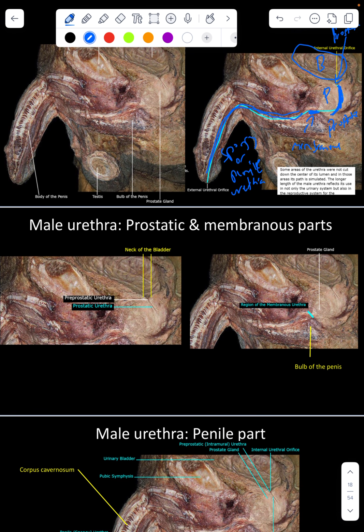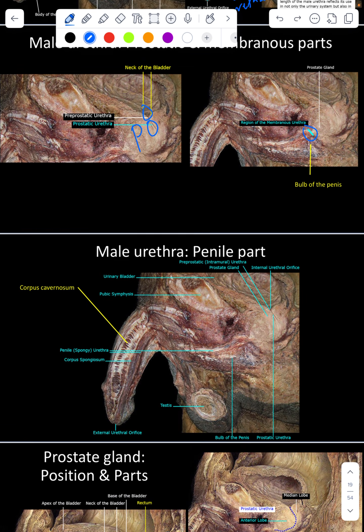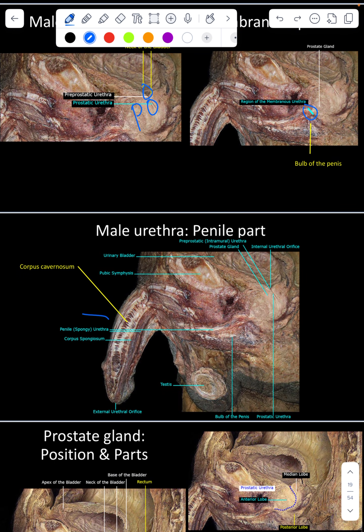So you can start seeing them here. So pre-prostatic, before the prostate, this whole thing is the prostate. So within the prostate is prostatic urethra. This right here is membranous, and then the whole rest would be spongy or penile, which you can see right here. And this extends all the way.